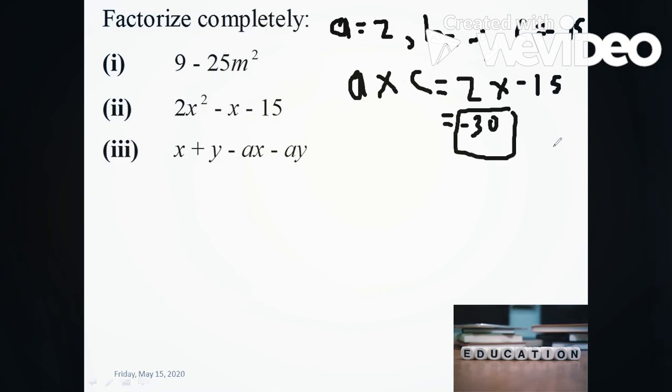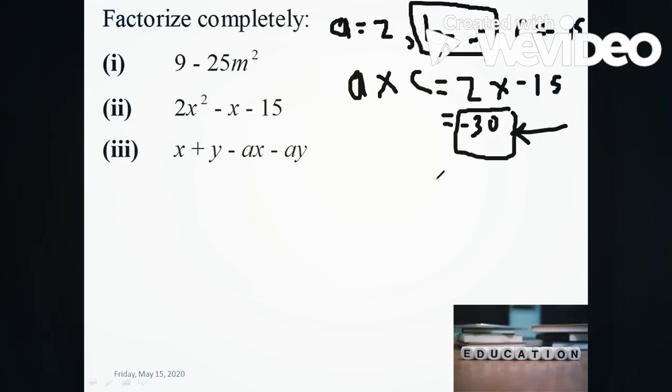All right, so essentially what we're going to do is, we need two numbers so that when we multiply the two numbers, we get negative 30. And we'll add the two numbers, we get the b value. Let me say that again. We need two numbers so that when we multiply them, we get negative 30. And how do we get negative 30 again? We multiply a times c. When we add the two numbers, we get b, which is negative 1.